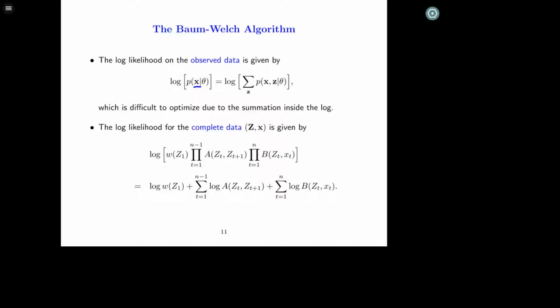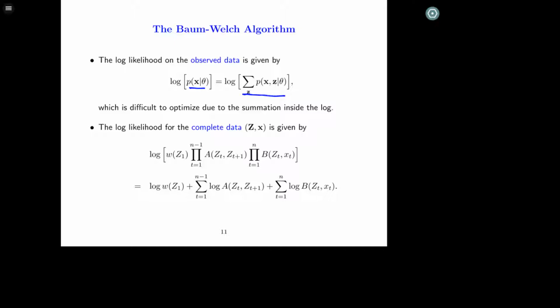So what is this equality about? Because we don't know the joint. We wanted to find out the likelihood for x given theta, the parameter of the hidden Markov model. But we actually don't know the distribution of x given theta. We only know the expression if z is also given, the latent states. So how do you write out the probability of x given theta? You have to sum over all the latent states z.